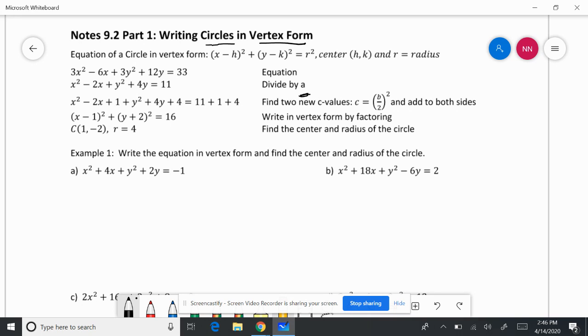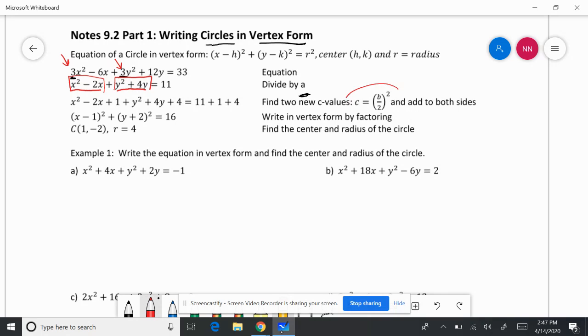Our a value is always the number in front of the x squared and the y squared. If it's a circle, these two numbers will always be the same. So in both of these cases, they're 3. So that means we're dividing each of the terms by 3. When we divide each of them by 3, our next step is we're going to complete the square by finding a new c value for our x's and for our y's.